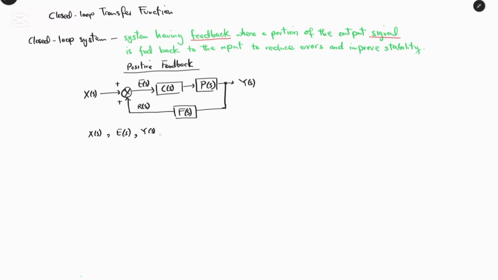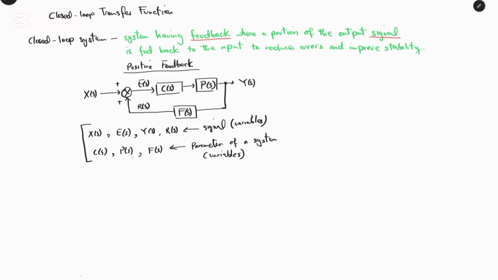Y of S, and the R of S, they represent the signal. And the C of S, the P of S, and the F of S, they all represent the parameter of a system. So this parameter can be a variable, and the signal can also be seen as a variable. So it is important for you to differentiate between the signal and the parameters of a system.